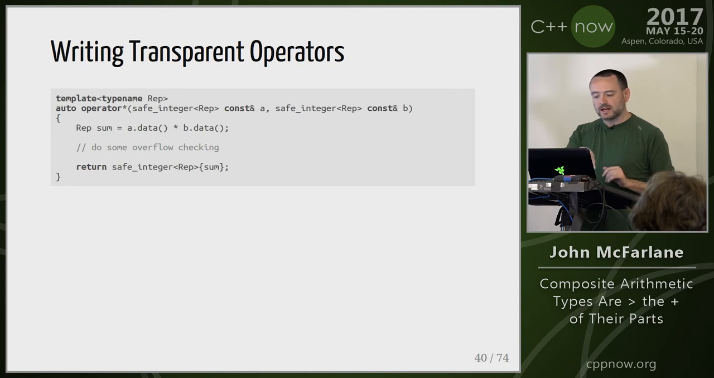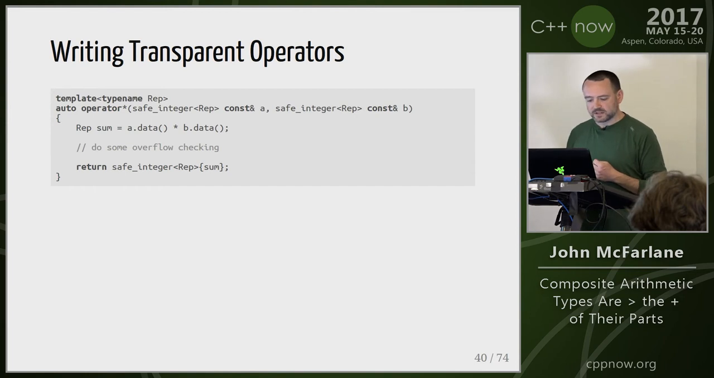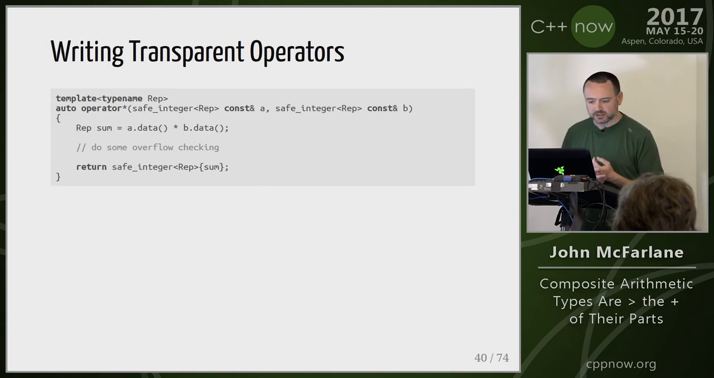Also, you see there, we have an accessor called data. This gets the underlying value. You could argue this is leaking the abstraction that we've set up with safe integer, but believe me, it's a price worth paying. It's a very deliberate design choice.